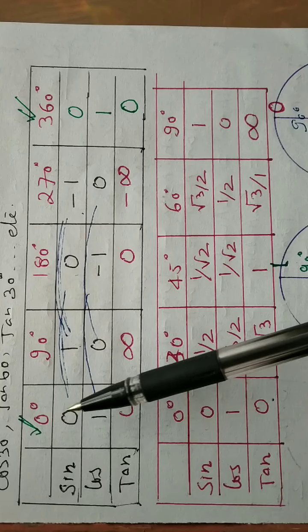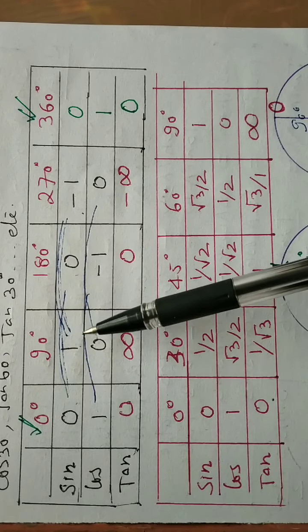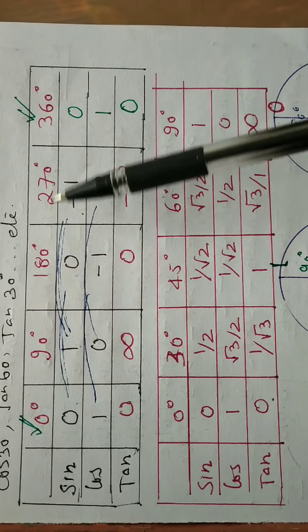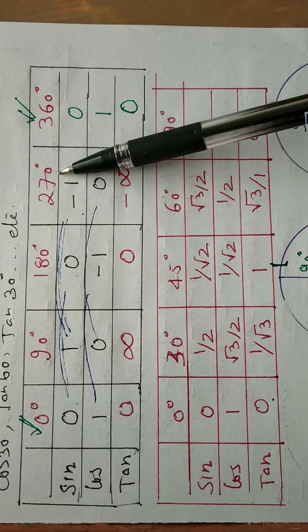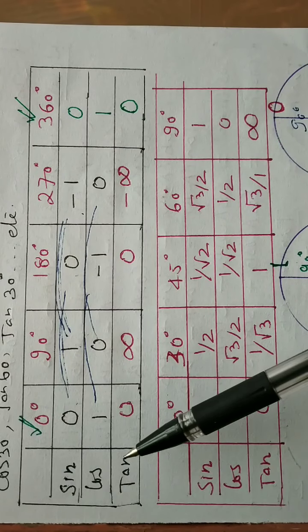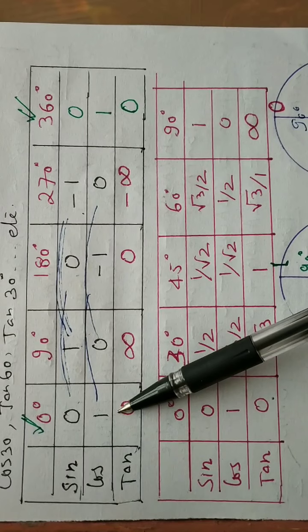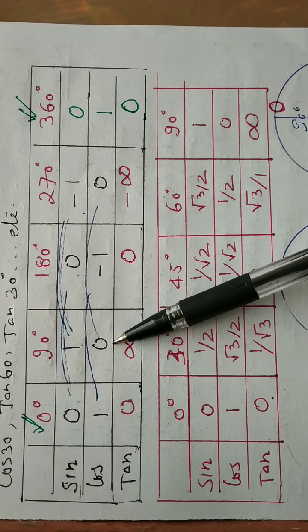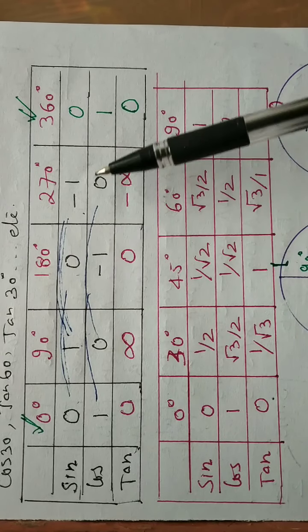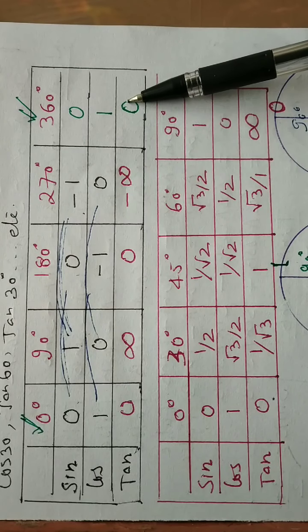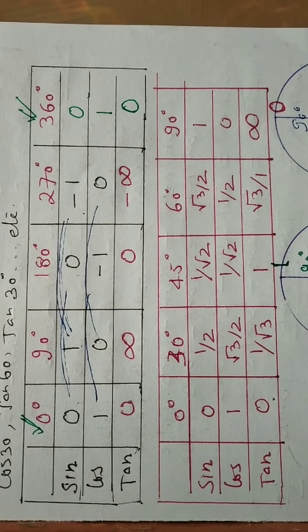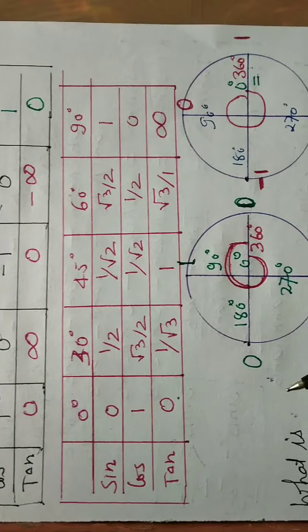Sin 0 is 0, sin 90 is 1. After that, what will be sin 180, sin 270, sin 360? Likewise, cos 0 you know, cos 90 you know. After that, cos 180, cos 270, cos 360. So this is the new table for you. You can take help from this circular system.